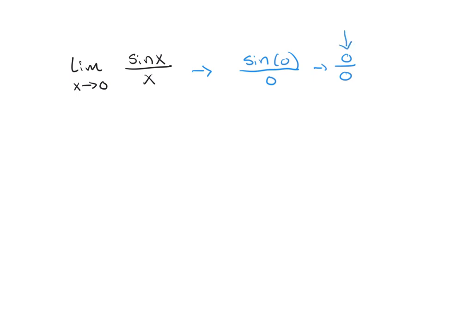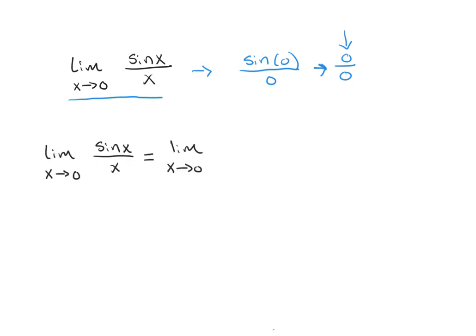And notice how I'm using arrows instead of equal signs, because you just have to be careful: this limit right here has an answer, a value. So we don't want to say that this equals 0 over 0 because that gets confusing. We're just showing that when you do direct substitution, you get this indeterminate form. So now we have to use L'Hopital's rule.